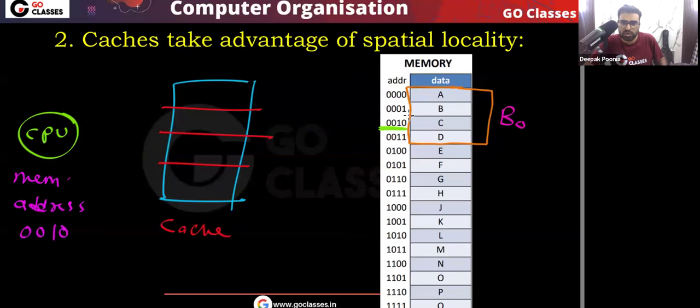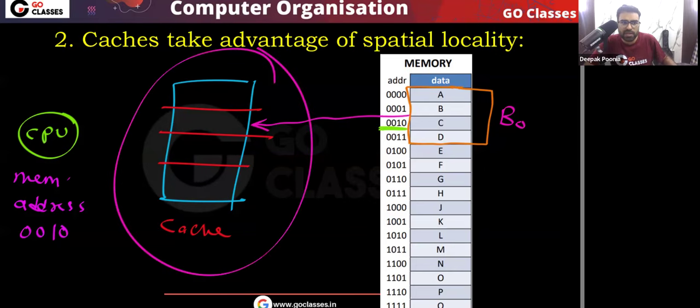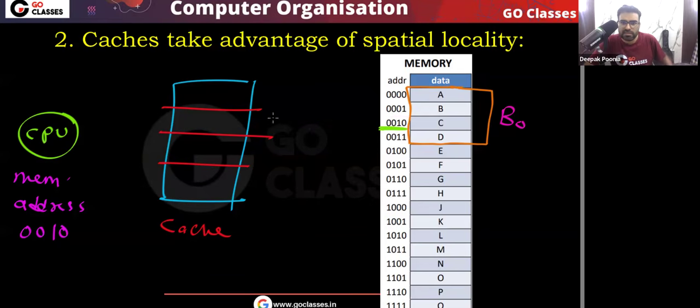Okay, so let's assume the cache memory is a fully associative cache memory. So any block we can put in any line. This is not a direct mapped cache, remember. If it is a direct mapped cache, then this block we will put in this line, because in a direct mapped cache, any memory block will map to a unique line. So let's assume this is a direct mapped cache.